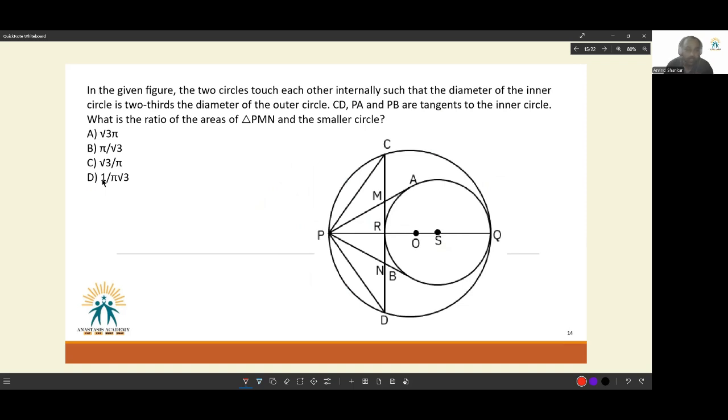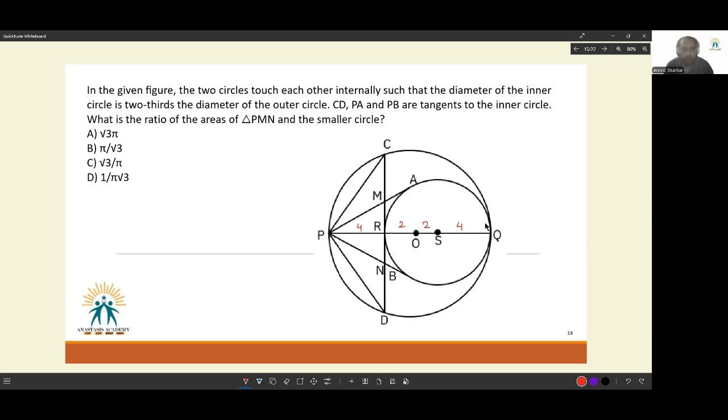Next, in the given figure, the two circles touch each other internally such that the diameter of the inner circle is 2/3 the diameter of the outer circle. Okay. So if I take again diameter of the outer larger circle, I'm taking the diameter as 12. So this length here will be 8. So this radius here is 4. This is 2. And if this is 2, this is also 2. This length here, PR, is 4. Basically, the portions that I've written, lengths are known.